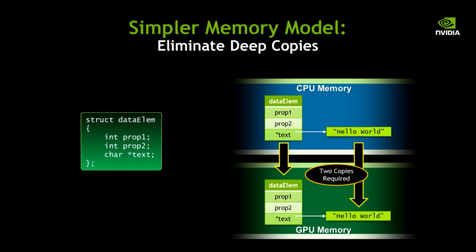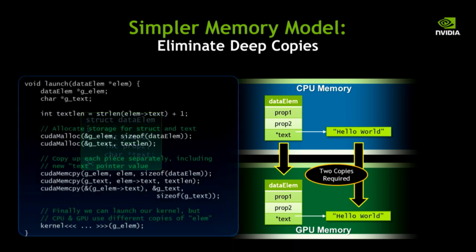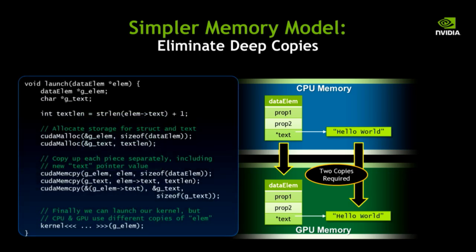then that requires 2 copies. It's what we call a deep copy. So we have to copy the struct itself, but also the data it points to. And if that structure nests deeper, if you have pointers to other pointers, then of course we have to follow those pointers and do more copies. And so the result is quite complicated code just to call this kernel that accesses this fairly simple struct.